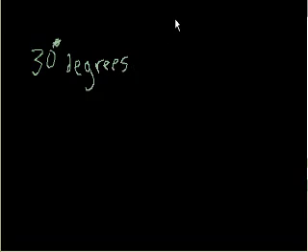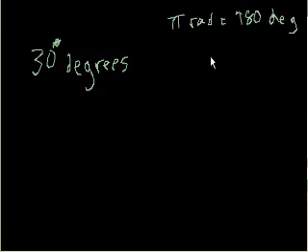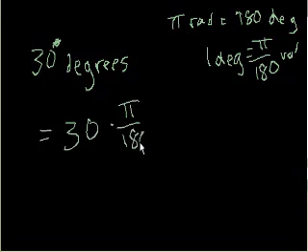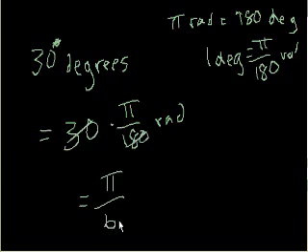So let's say 30 degrees. Once again, I forgot the formula, so I just remember that pi radians is equal to 180 degrees. So 1 degree is equal to pi over 180 radians, right? So 30 degrees is equal to 30 times pi over 180 radians, which equals, let's see, 30 goes into 180 6 times. That equals pi over 6 radians.